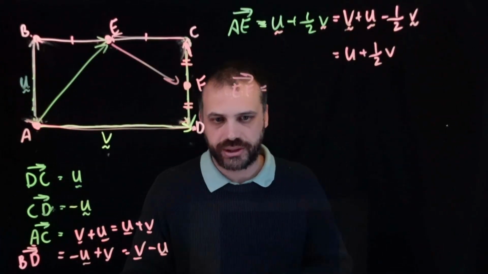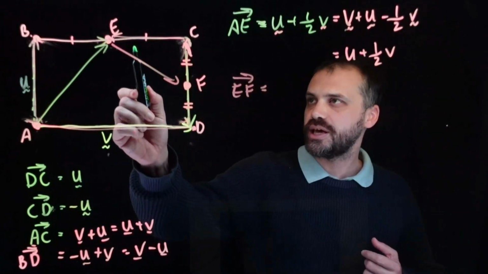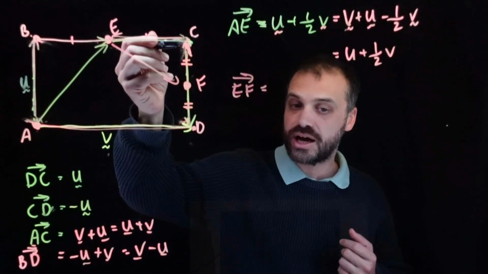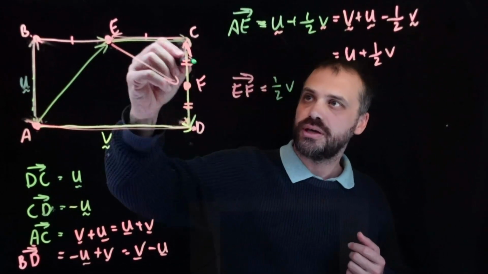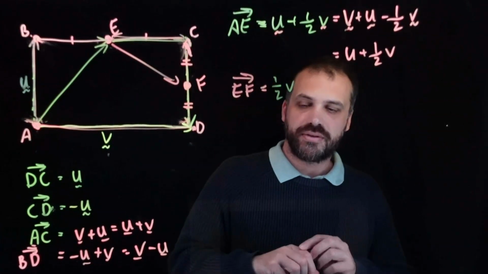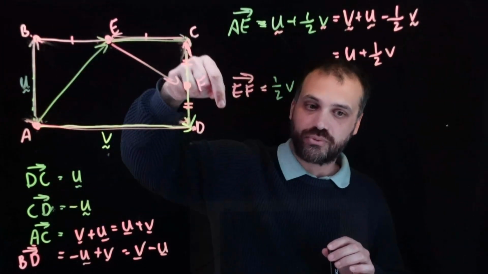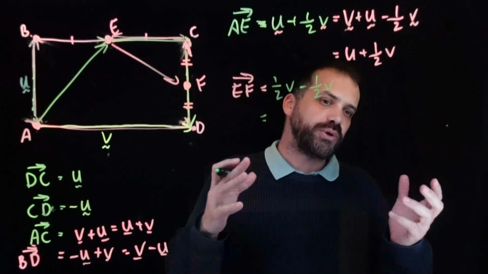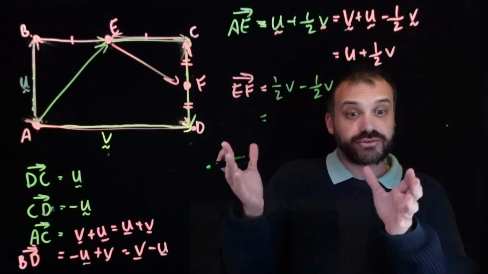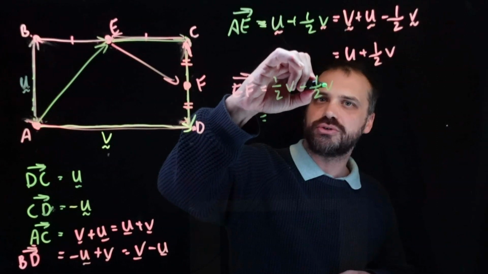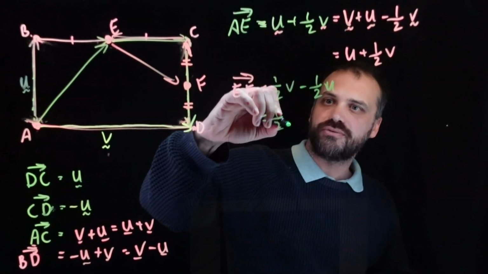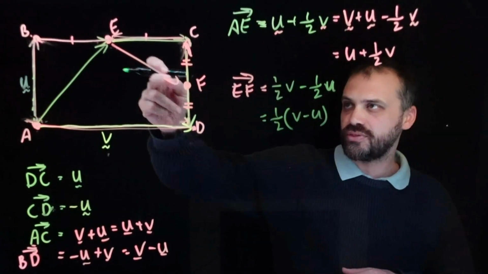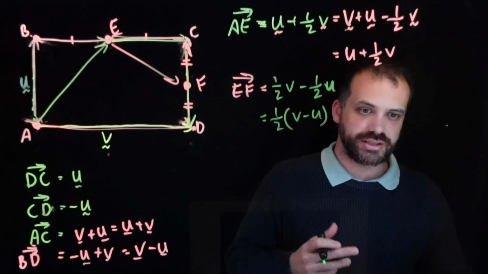And of course, very quickly, I'll do E to F. I can go from here to there. So that's half of v across. And go from here down to here. u is in that direction. We're going halfway and we're going in the opposite direction. So minus half u. And if you want to, you can express it factorized. Half of v minus u. And that is this vector right here.